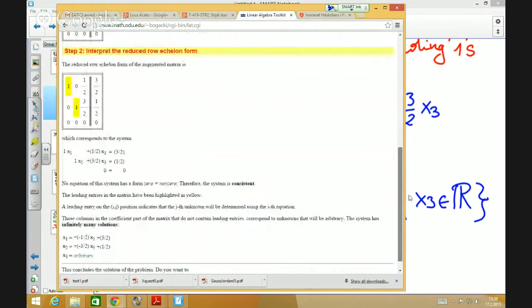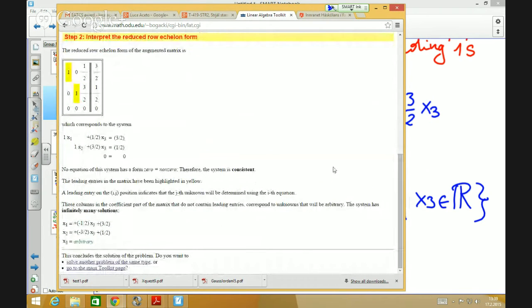And this tells you in yellow what the leading ones are, and it will also tell you how to express the solution set, in this case with a free variable, which is x3. It tells you x3 could be an arbitrary real number, and once you fix what x3 is, here's what x1 and x2 will look like.